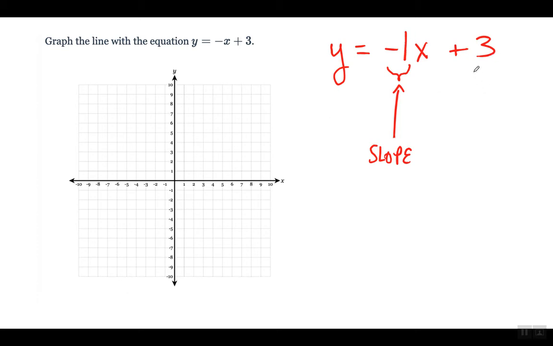And the y-intercept is this number back here. Alright, so the way you should do it is like this. Always, the easiest way is first put a point at the y-intercept. The first thing I'm going to do is put a point at the y-intercept, okay?